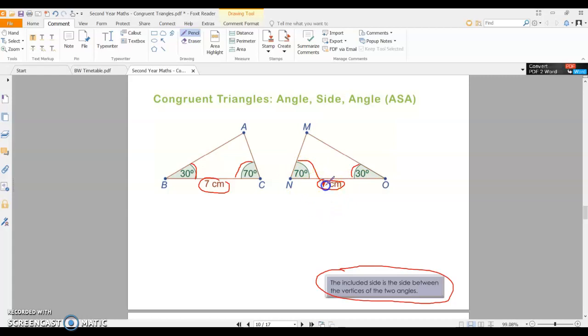Again, just like in the other one, if the 7 wasn't there and it was this side here that's 7, then I couldn't say that they are congruent. I wouldn't have enough information.